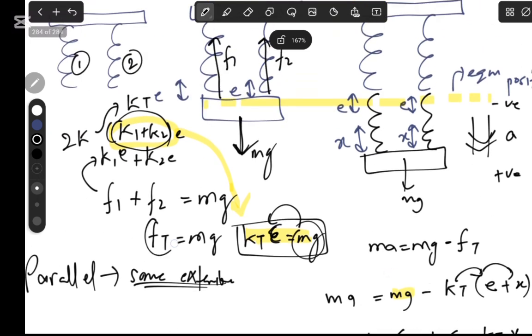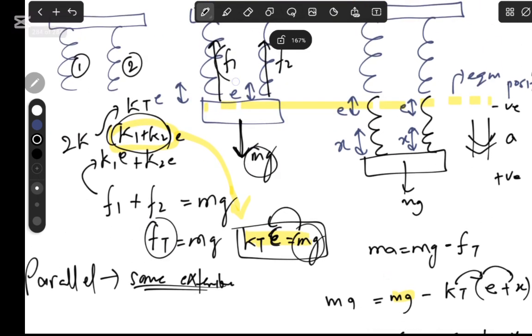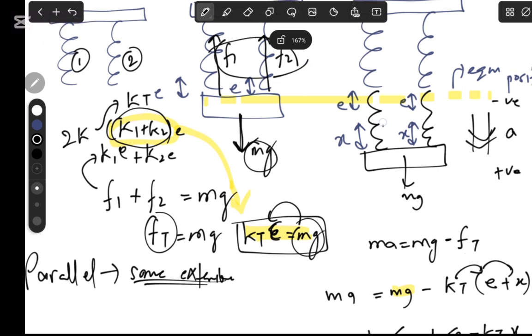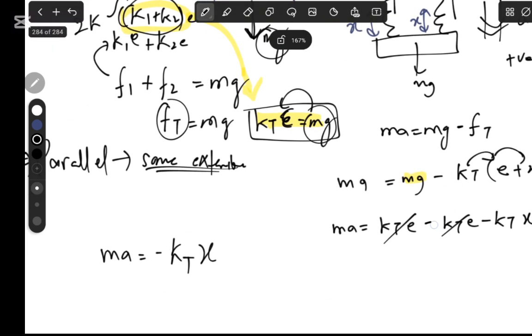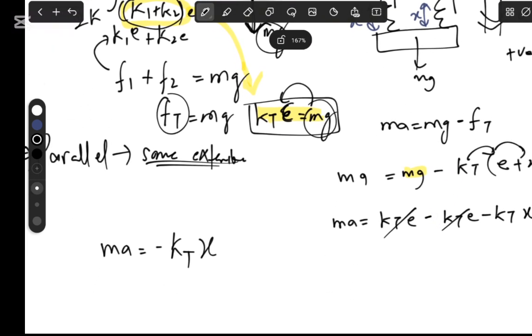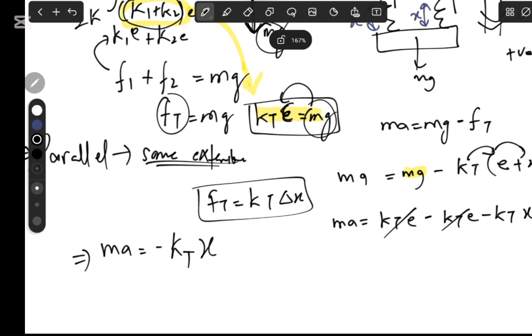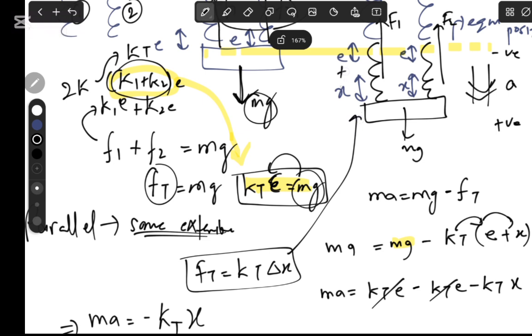Now the reason I took force total is because this mg is being balanced by these two forces, right? So I'm going to combine these two forces. We have force from this spring and force from this spring, and both F1 and F2 are trying to oppose mg. So I'm going to put minus F total instead of writing F1 and F2. And F total has the total spring constant, right? So F total is just equal to K total times the change in the extension, or change in the length of the spring. Here the total change in length of the spring was E plus X.